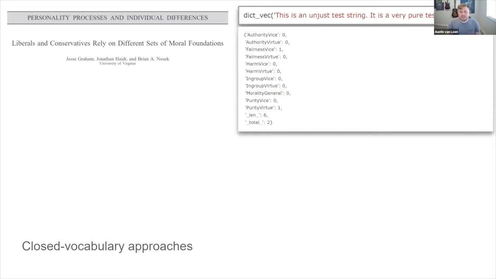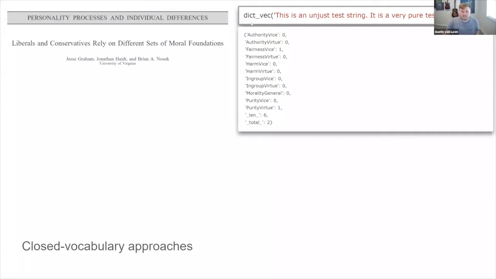And so folks in this tradition have also released this nice public tool called the Moral Foundations Dictionary, which allows you to do these analyses pretty straightforwardly. It's basically lists of words associated with each of these supposed moral foundations. And so, for instance, here you see there's authority, fairness, harm, in-group, and purity.